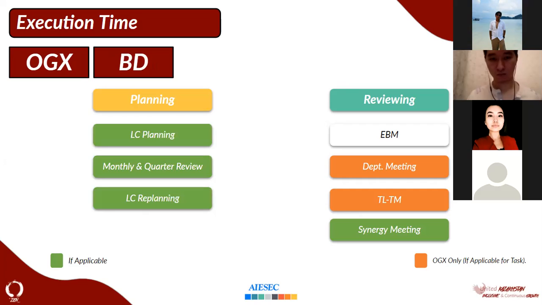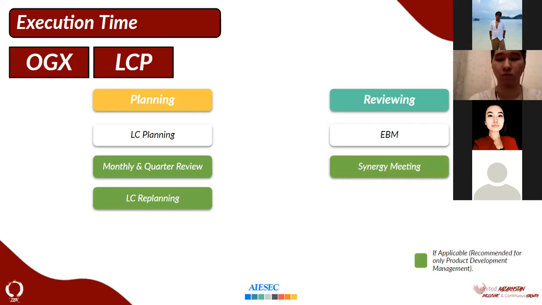Then for BD, for the planning, this is applicable again. So the LC planning, then monthly and quarter review, and also the LC replanning, and if applicable for green, again. Then reviewing again in the EBM, department meeting, TLTM and also synergy meeting. For orange, it's OGX only. It's applicable for the task. If there's some task that you need to do with your OGX team from BD, which is already delegated, you need to put it in as well.